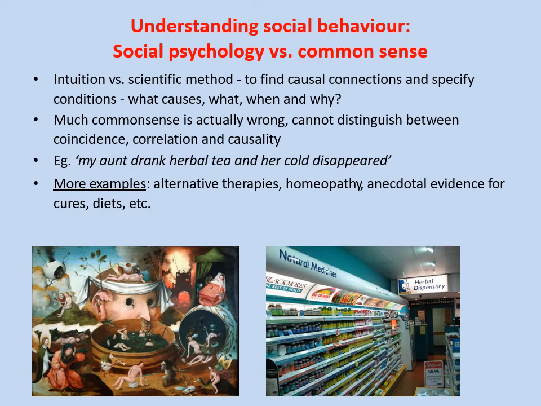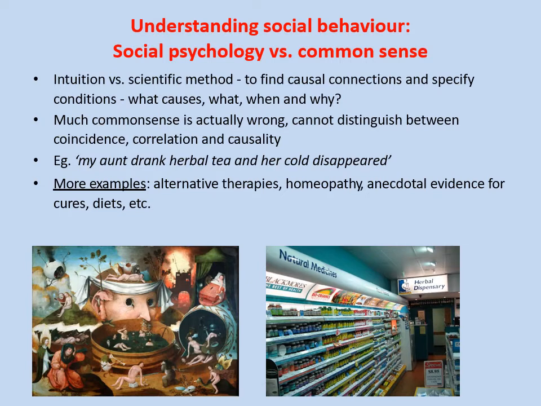And of course, you don't have far to go to find examples of incorrect common sense beliefs. They are everywhere. The human intuition is often mistaken in finding connections and assuming causality where there isn't any. Common sense knowledge is often wrong because it cannot distinguish between coincidence, correlation, and causality. Only scientific methods can do that.